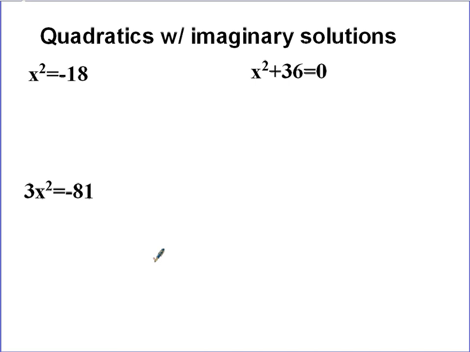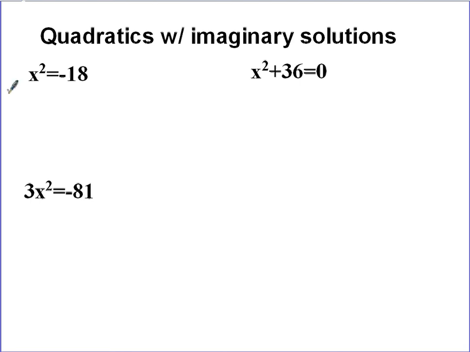Okay, we're going to solve some quadratics that end up having imaginary solutions. So first I'm looking at this x squared equals negative 18, and I'm thinking x squared can never equal negative 18 because when you square a number it always ends up being positive. But we're going to pretend that you can do it and just treat it like you can and just go for it and see what happens.